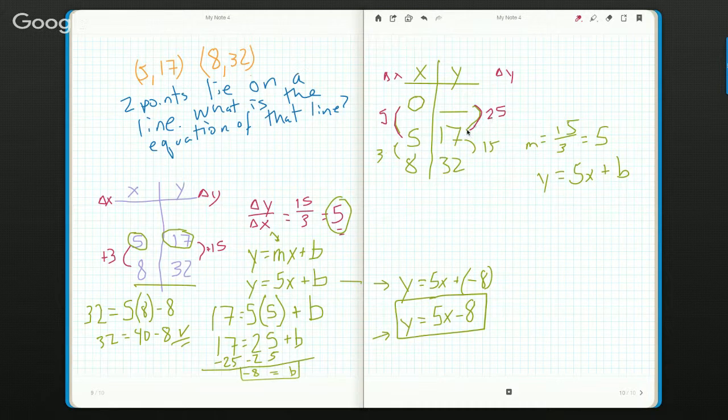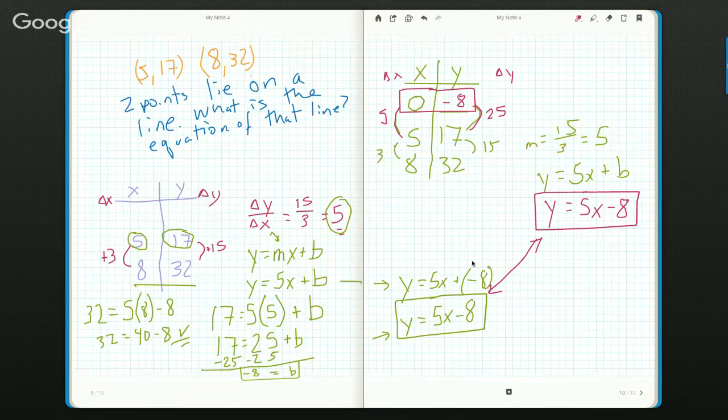Well, if you count back 25 from 17, you get -8, because -8 plus 25 is 17. So here is our ordered pair when our input is 0. And so here, similarly, we know that our b value is the value of our output when our input is 0. So we could similarly say y is equal to 5x minus 8. And we get, obviously, the same answer.